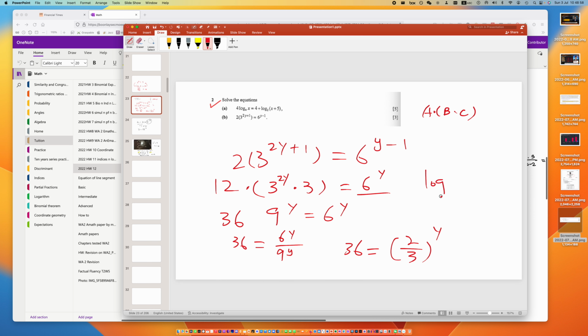So log base 2 over 3 of 36 is here. Y is the power. So you just use your calculator and then get this. Okay, so that's the value of y. Log 10 36, yes.